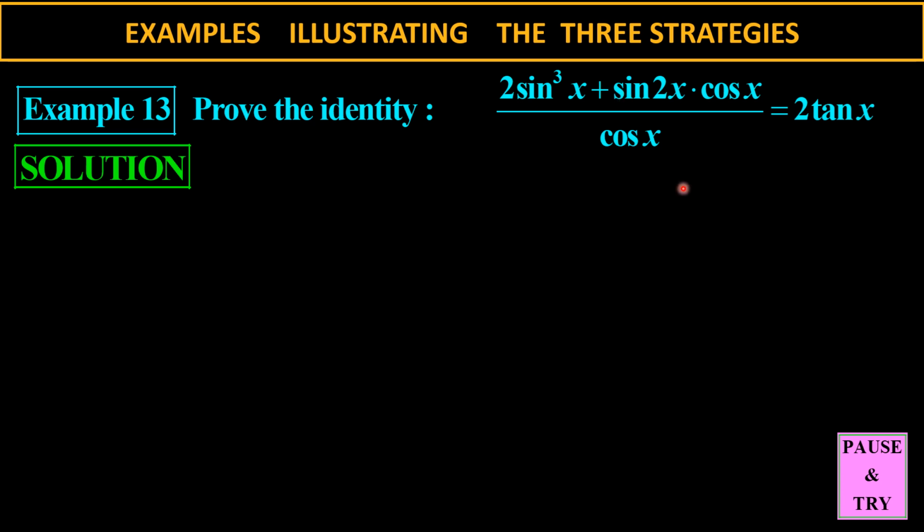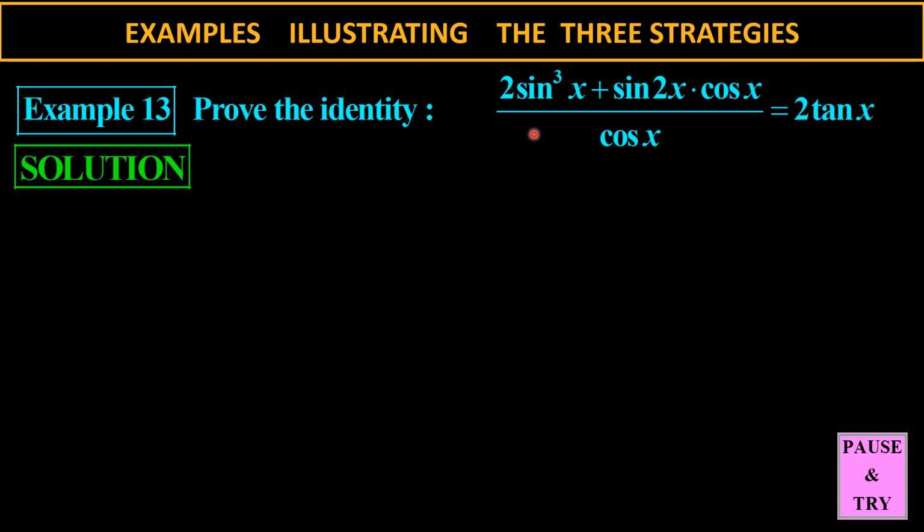And what is strategy 2? That's correct. I can take out a common factor. But is there a common factor there? No, there's no common factor. I cannot take out this sine and this sine. There's no common factor. So if there's no common factor, it leaves me with the third strategy.